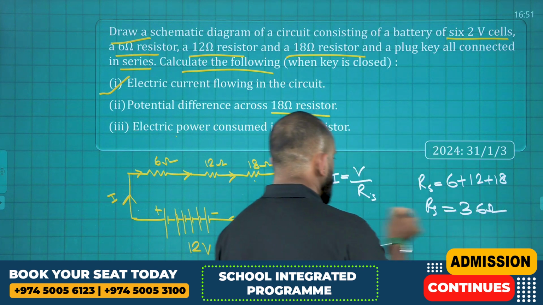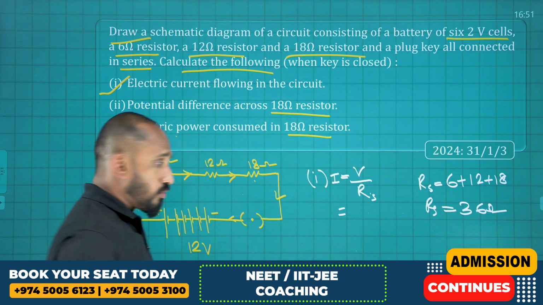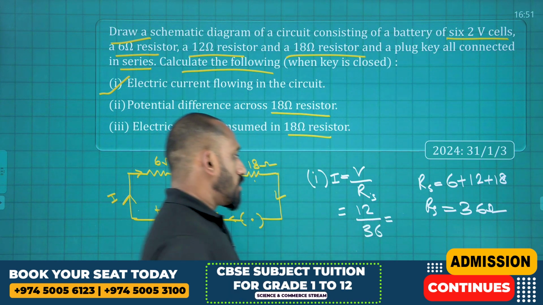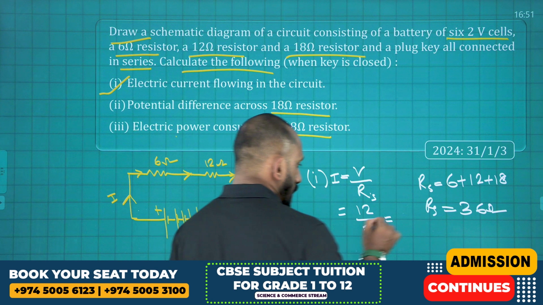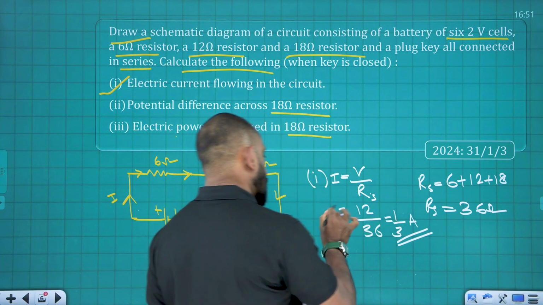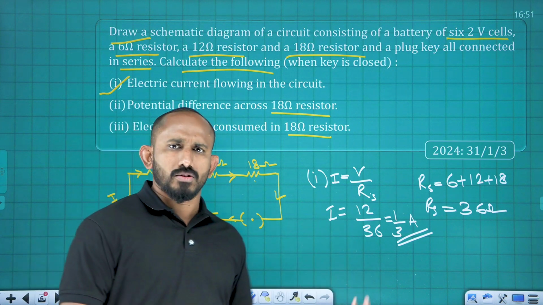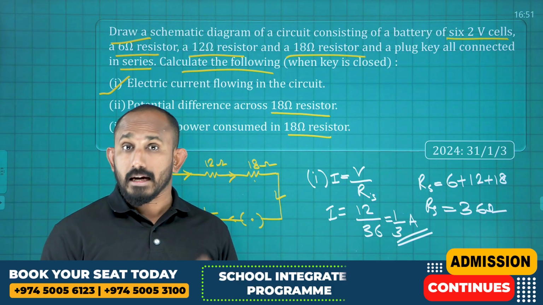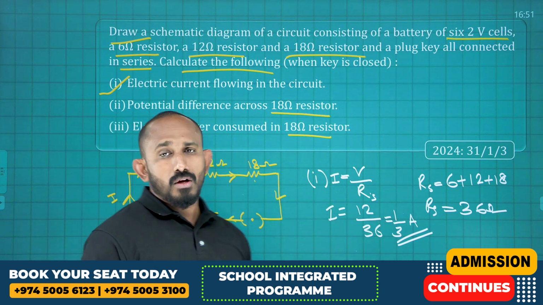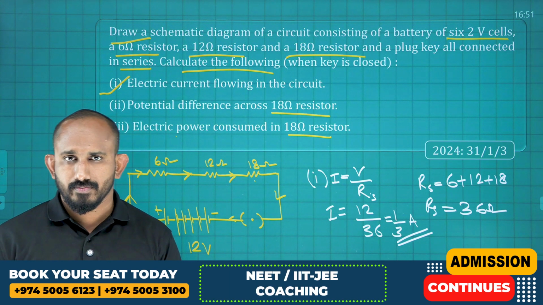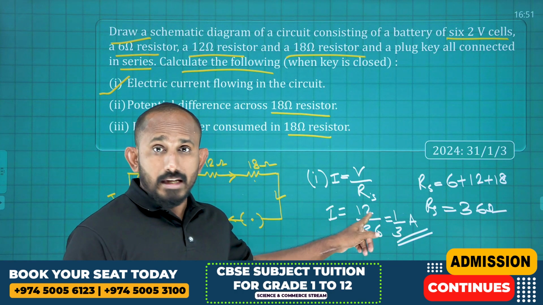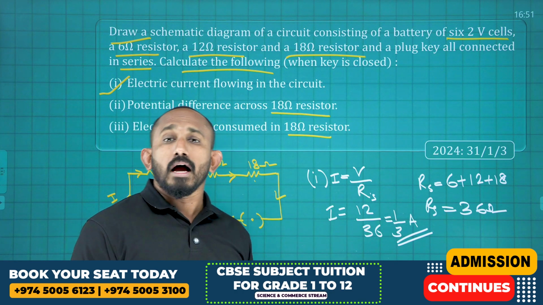That is RS. So I is equal to V by RS, and V is 12 volt. So 12 divided by 36 is 1 divided by 3, that is 1 by 3 ampere. That is the current, you can write 0.33 amps. The same current will pass through all of them. 3 into 12 is 36, so 1 by 3 ampere is the answer.